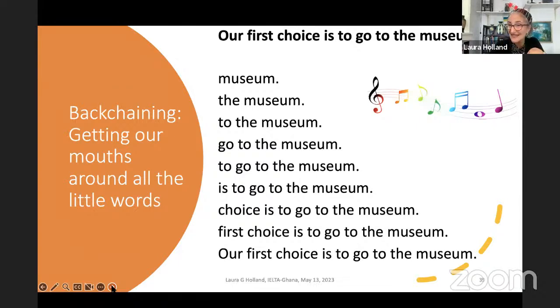Okay? So that's an example of how you can use this. It's not a long sentence, but it has a lot of little words in it that get pushed together in English.